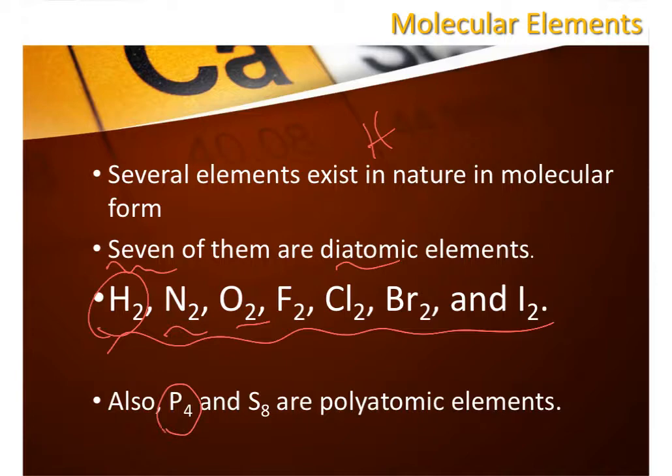Now, just as an aside, there are a couple more elements that exist in nature in more than a single atom. The most stable form of phosphorus is P4, four phosphorus atoms bonded together, and the most stable form of sulfur is S8.